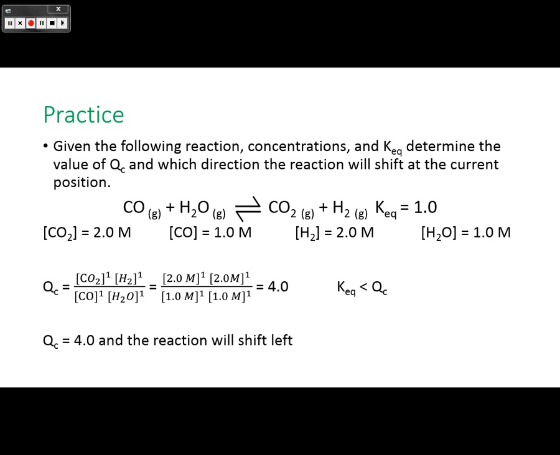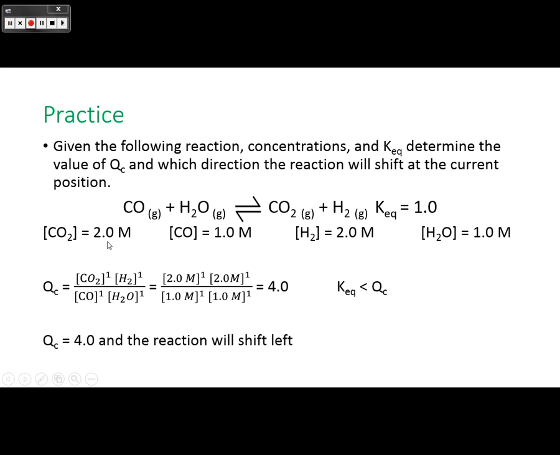So let's take a practice problem. Oh, I didn't realize that I forgot to animate this. But let's go ahead and look through this. Given the following reaction concentrations and KEQ, determine the value of Q sub C and which direction the reaction will shift at the current position. So my equilibrium is carbon monoxide plus water making carbon dioxide and hydrogen gas, and the KEQ is 1.